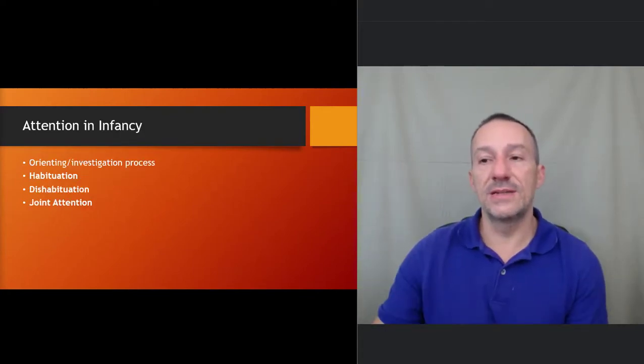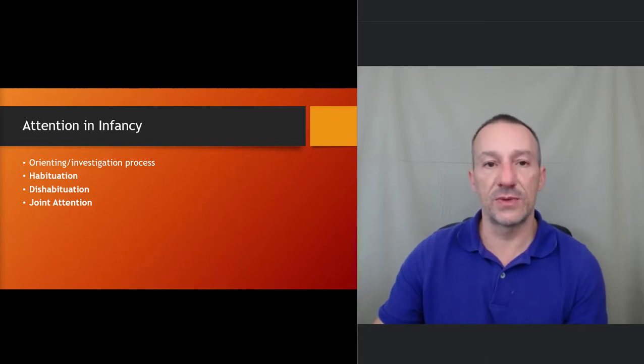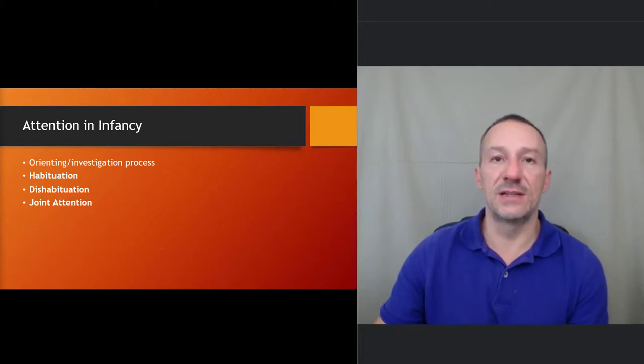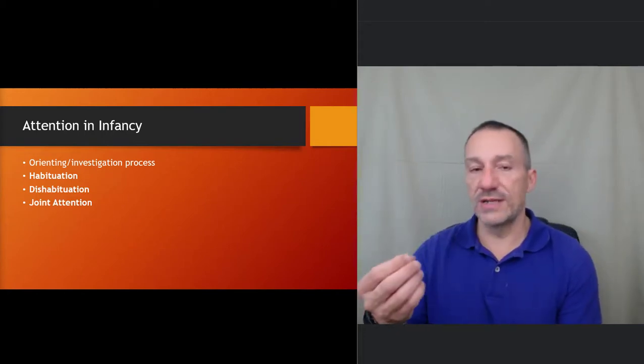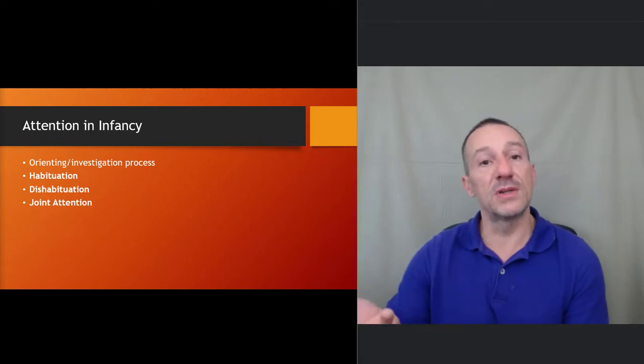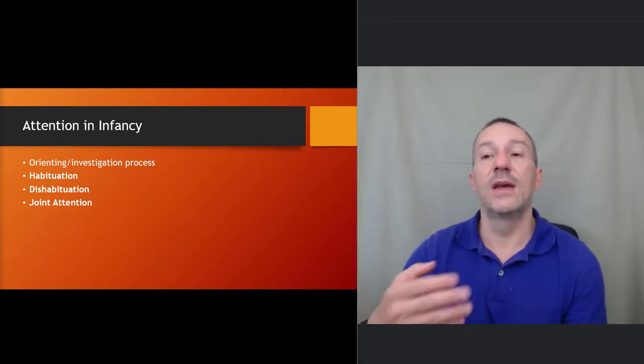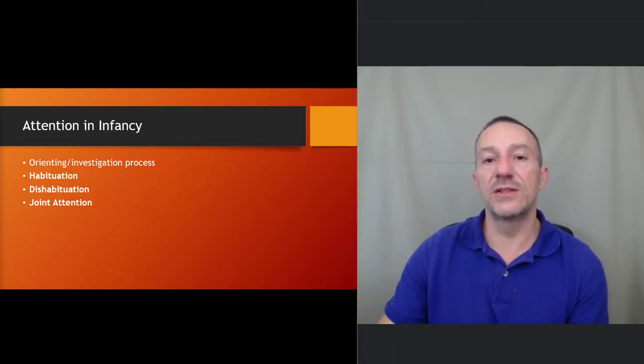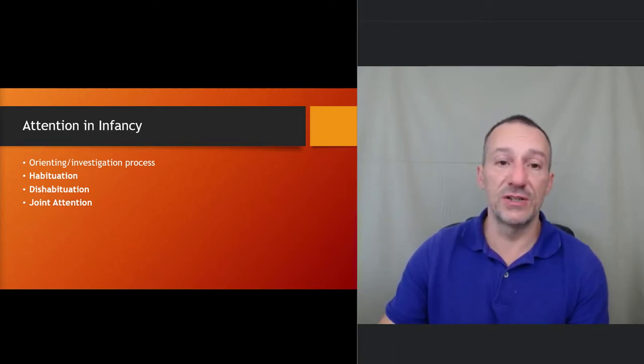So that is attention. We'll go through infancy, childhood, and adolescence with these. During infancy, like the first year, what they say is that they call it an orienting investigation process that dominates this first year. You're directing your attention to potentially important locations in the environment, recognizing objects and features. And this is going to be closely linked to habituation and dishabituation.